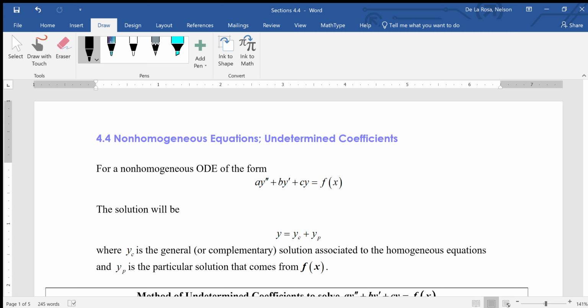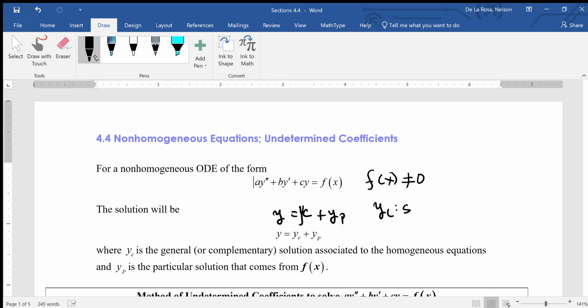Section 4.4, non-homogeneous equations, undetermined coefficients. For a non-homogeneous ordinary differential equation of the form ay'' + by' + cy = f(x), where f(x) is different to 0, the solution would be y = yc + yp.